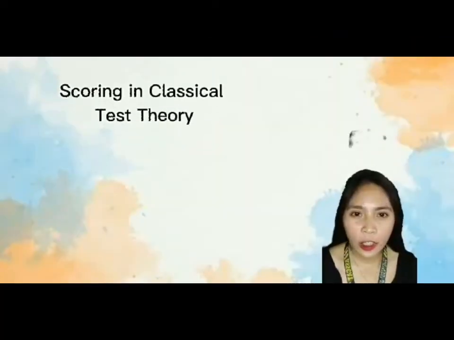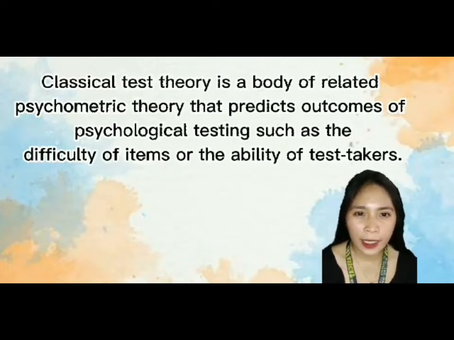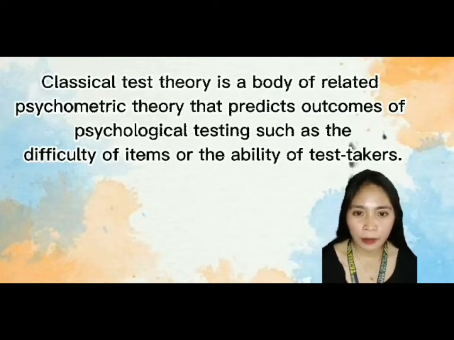Scoring and classical test theory. Classical test theory is a body of related psychometric theory that predicts outcomes of psychological testing, such as the difficulty of items or the ability of test takers. It is a theory of testing based on the idea that a person's observed or obtained score on a test is the sum of a true score, an error-free score, and an error score. Generally speaking, the aim of classical test theory is to understand and improve the reliability of psychological tests.